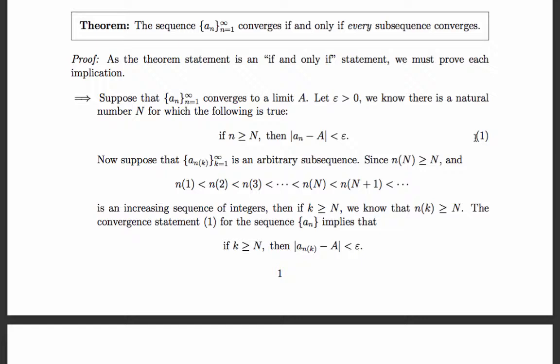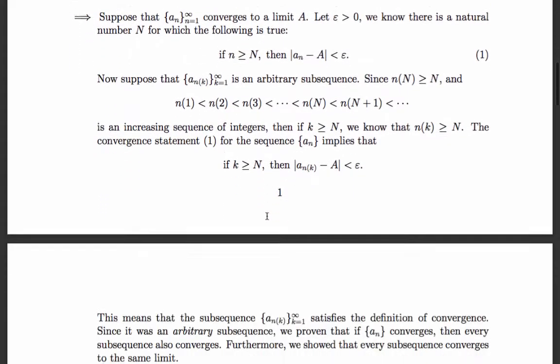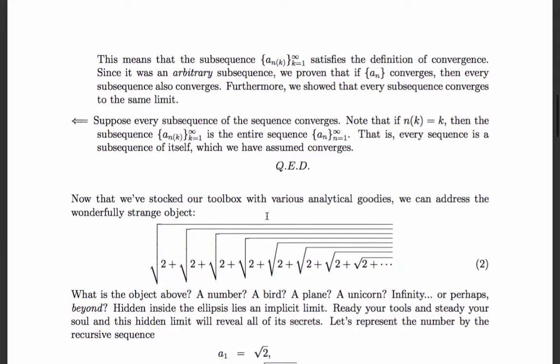So that means I could take the convergence statement here and know that if k is bigger than big N, then n of k is bigger than big N, which means the absolute value of a_{n_k} minus a is less than epsilon. This means that the subsequence a_{n_k} satisfies the definition of convergence. And it was an arbitrary subsequence. So we've proven that if the entire sequence converges, then every subsequence also converges. Furthermore, we also show that every subsequence converges to the exact same limit.